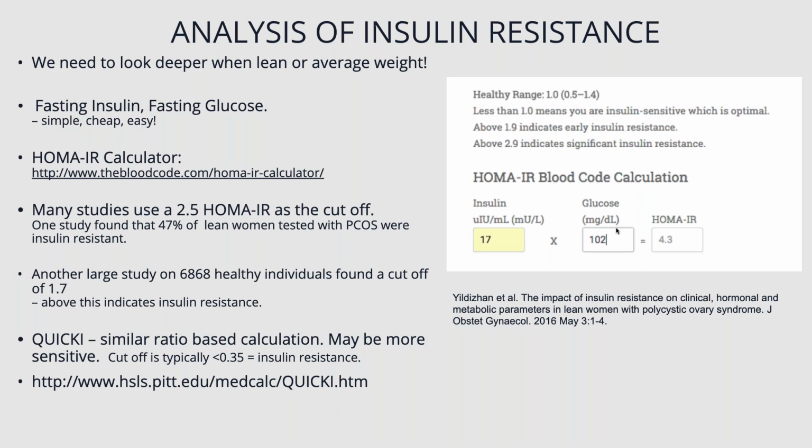In Canada, I like to see 50 or under for our insulin levels. I believe that's about 7 or 8 in the US units, for a fasting level. And then you can enter those numbers into the HOMA-IR calculator if you'd like to do that. Many studies use 2.5 as a cutoff, and another study found a cutoff of 1.7. I like to look at fasting insulin also just on its own, because I find that's just a very simple test that tells quite a bit.